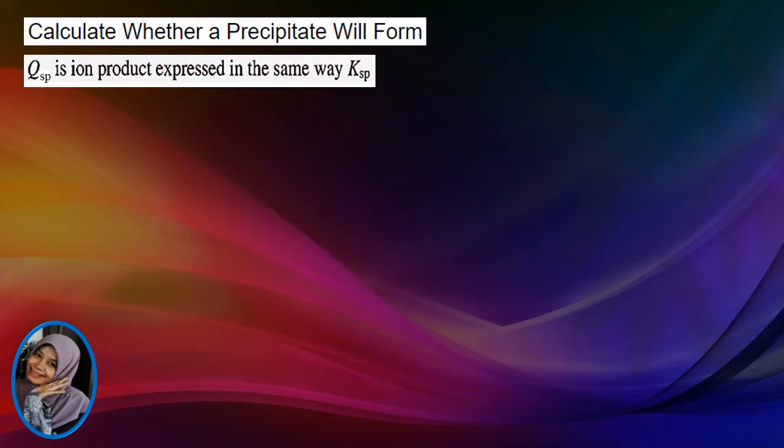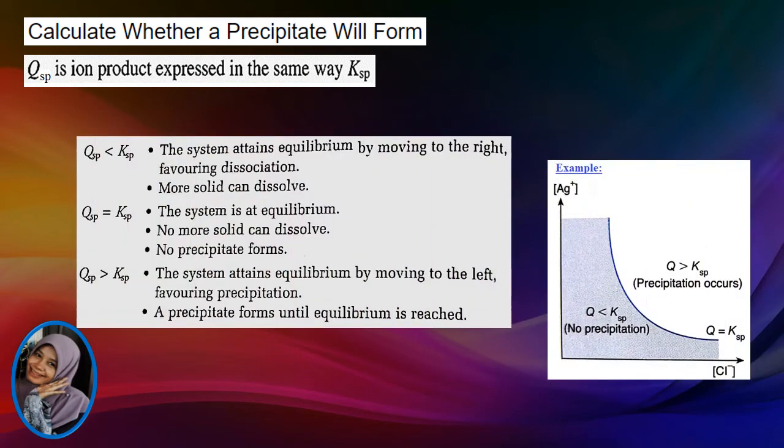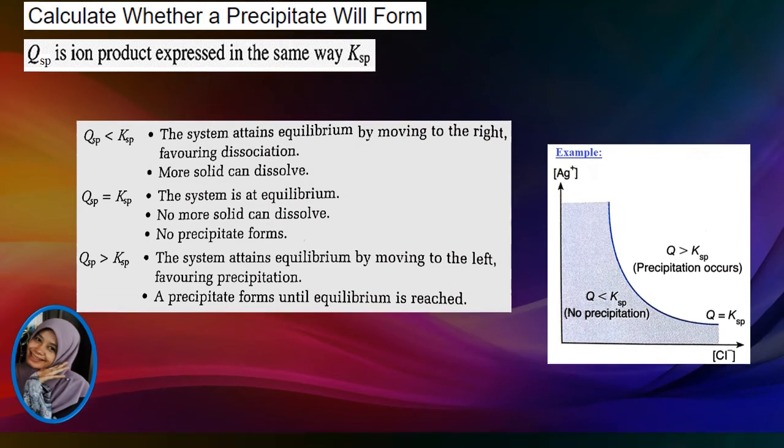The ion product, Qsp, is an expression that is identical to the solubility product constant, Ksp, but its value is calculated using concentrations that are not necessarily those at equilibrium. This is the relationship between Qsp and Ksp in predicting the formation of the precipitate. We will discuss this in detail.